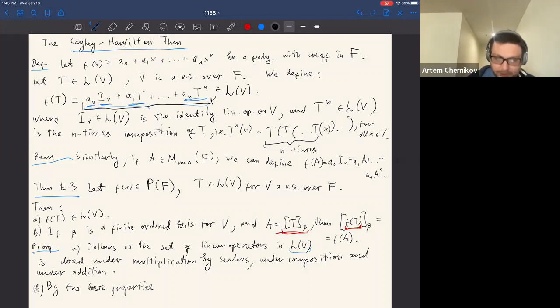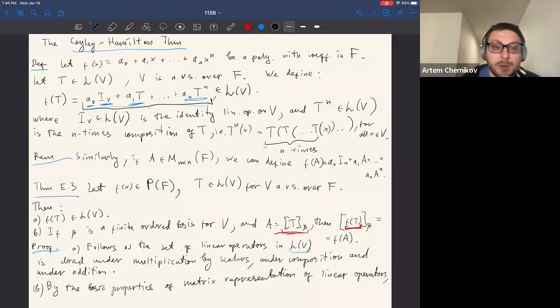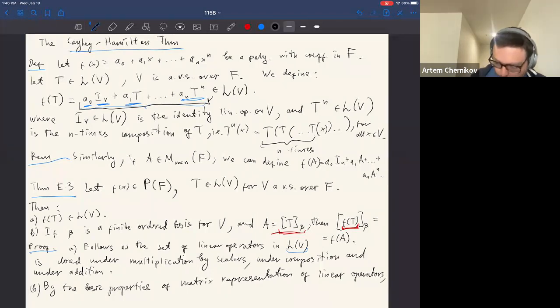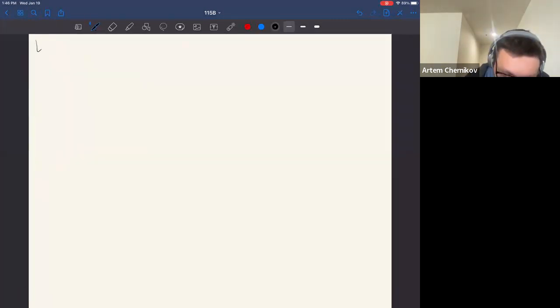So by the basic properties of matrix representations of linear operators, we have the following sequence of equalities. Let me move to a new page for this. So we have that the matrix representing the linear operator f of T with respect to beta. Let me see, one second.